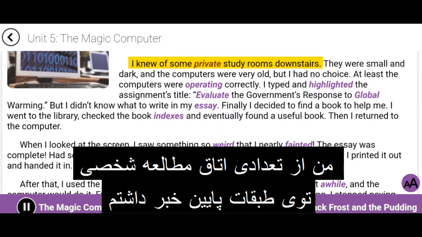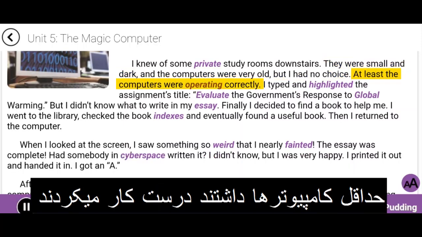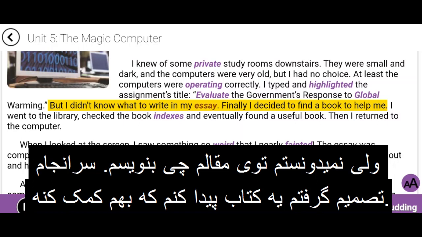I knew of some private study rooms downstairs. They were small and dark and the computers were very old, but I had no choice. At least the computers were operating correctly. I typed and highlighted the assignment's title, Evaluate the Government's Response to Global Warming. But I didn't know what to write in my essay.